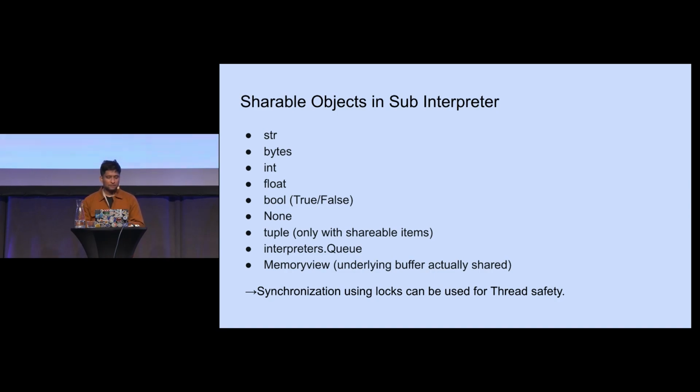Also, we can share a lot of objects between sub-interpreters. Here's the list. Can you guess what the similarity is between all these data structures? Just to give you the answer, these are immutable. But memoryview is a mutable data structure, and how it is transferred between interpreters is that it copies the reference to the values of the memoryview and then transfers it to the interpreter. And in order to use a mutable type, we have to use a lock to ensure thread safety in our program. So these are all the features of sub-interpreters.